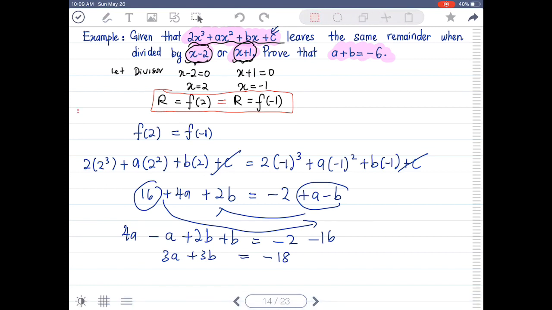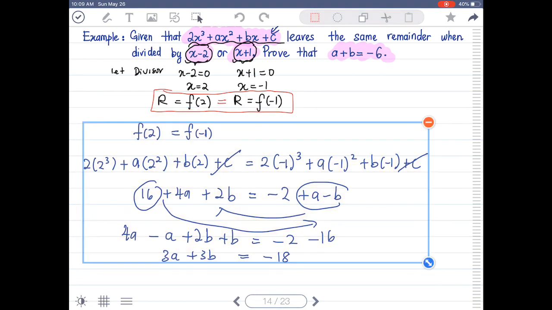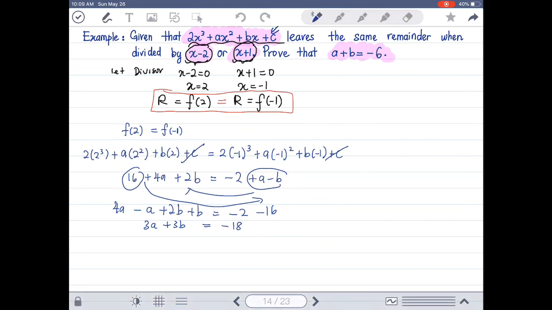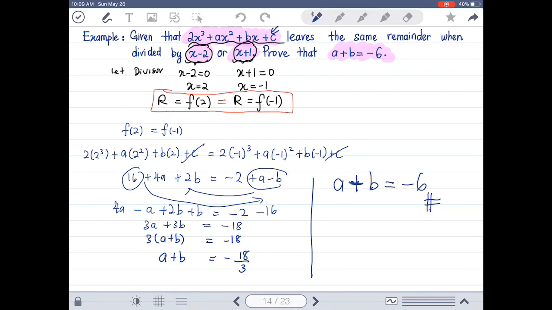Okay, let me shrink this a bit. Okay, and then we can factorize 3. 3 times (a plus b) equals negative 18. So a plus b equals negative 18 divided by 3. Hence, a plus b is just equal to negative 6. It's proven.